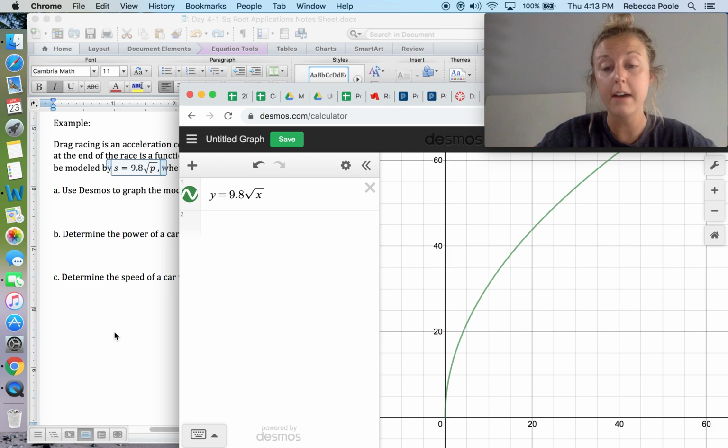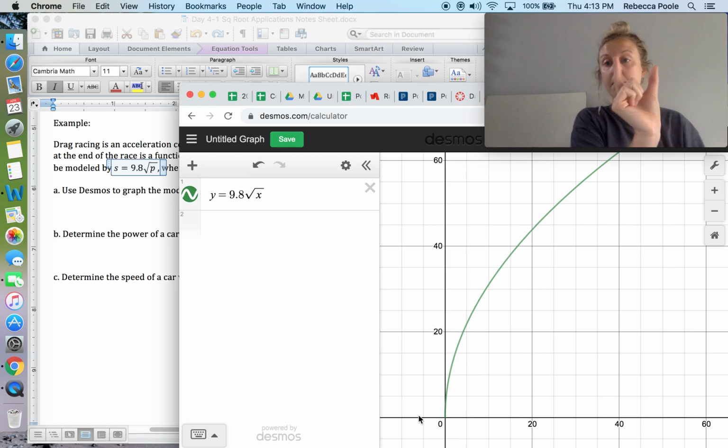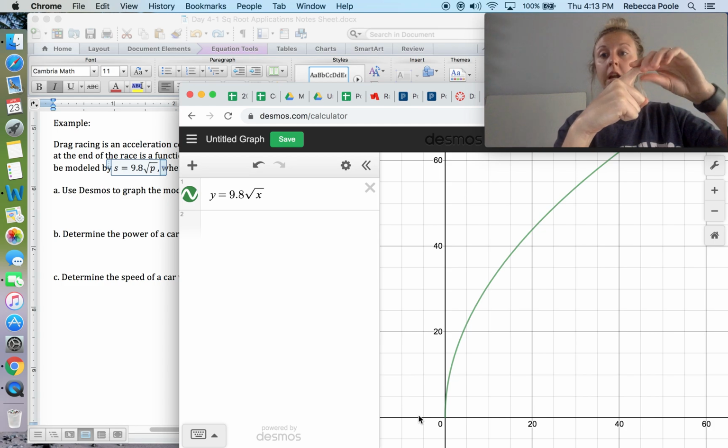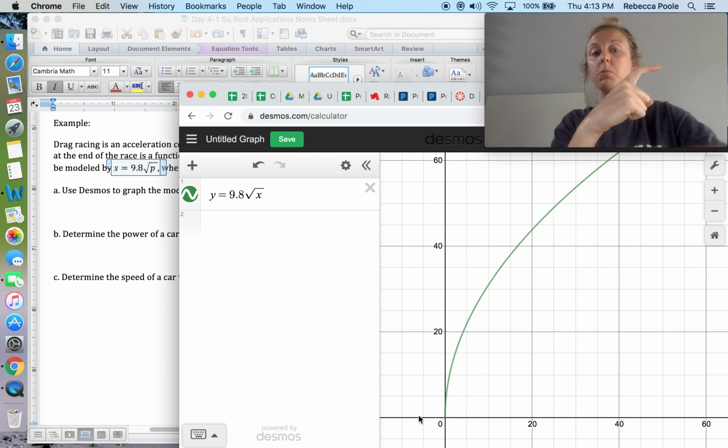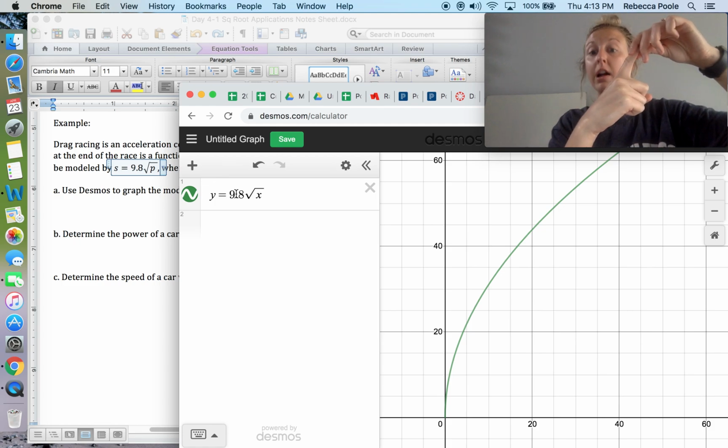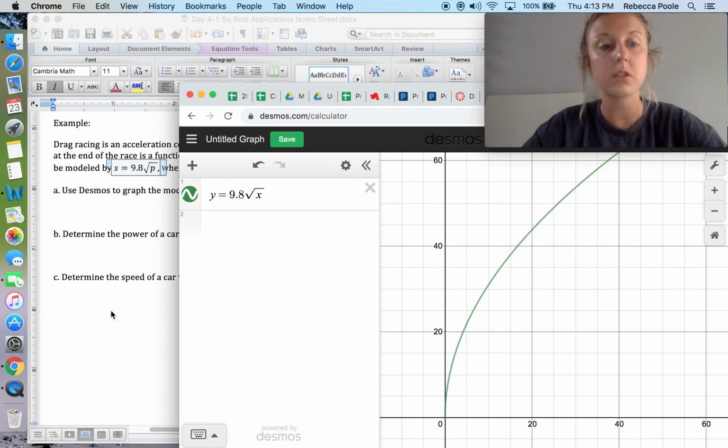So I graphed it in Desmos. This is a square root function, because it's a parabola that is tilted, right? So this is my square root function. And then we stretched this one. We did a vertical stretch by 9.8. So it should be a lot taller and skinnier, which it is. So this looks great, okay?